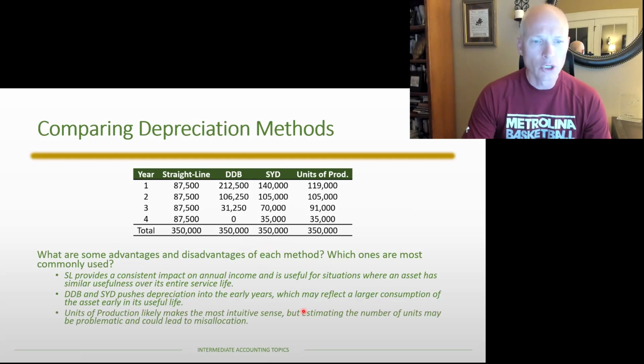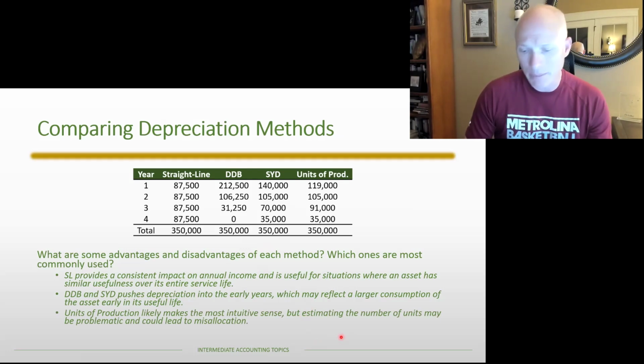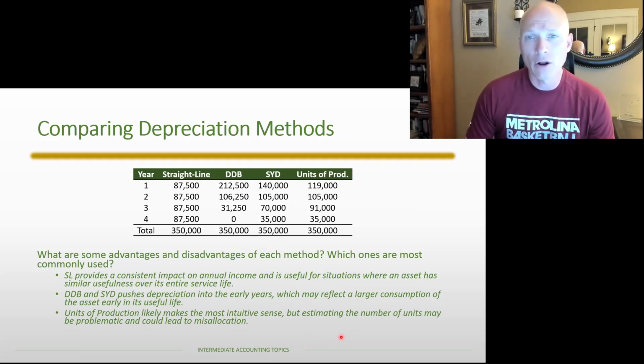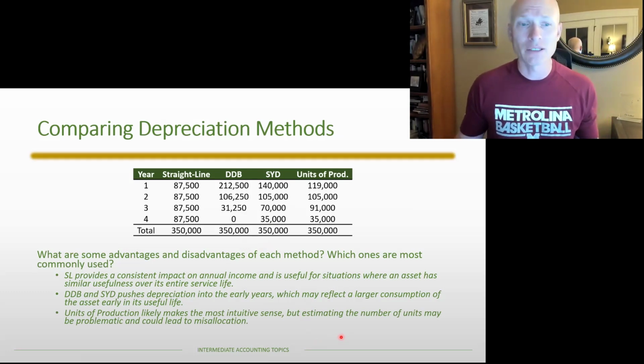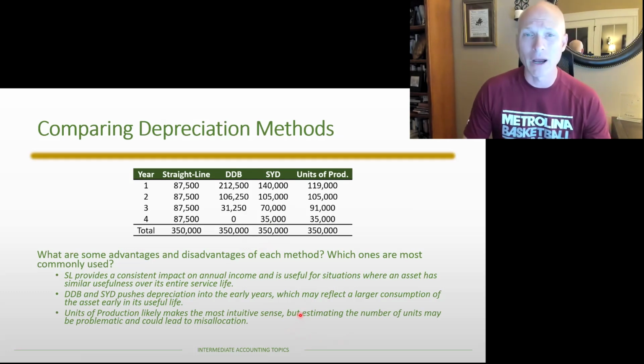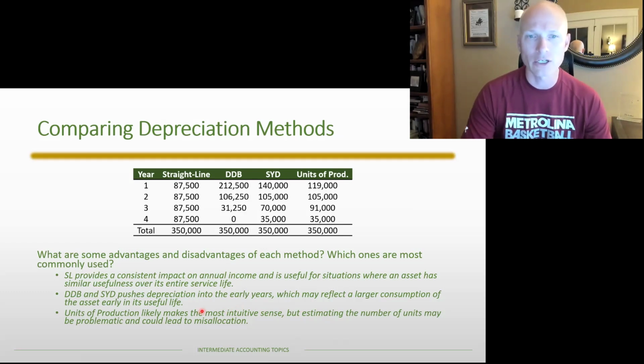And then units of production, honestly, I think it makes the most intuitive sense. Because something like equipment, it kind of makes sense that, oh, let's depreciate based on the units that we produce. And also, if you're driving a vehicle, mileage might make sense. But the only thing is that the estimate of how many units you're going to be able to produce, or for a car, how many miles you're going to be able to drive, that can be problematic, right? And so because of that large part of the estimate, it can create some issues and misallocation.